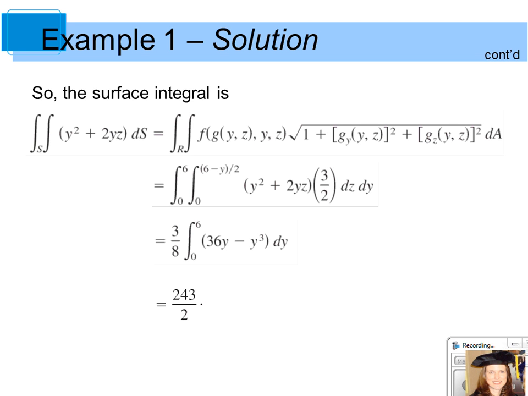So as you can see, the answers are the same for both of those, either projecting the surface onto the xy plane or projecting the surface onto the yz plane.